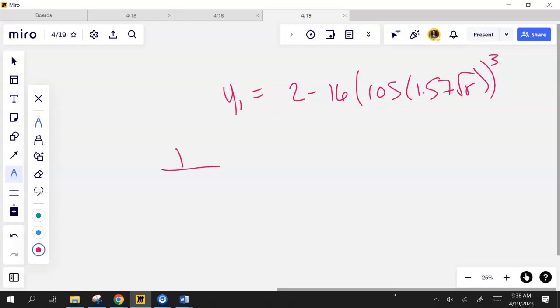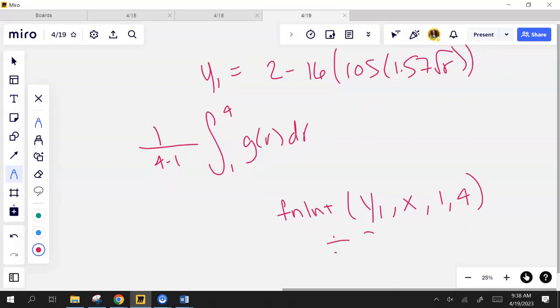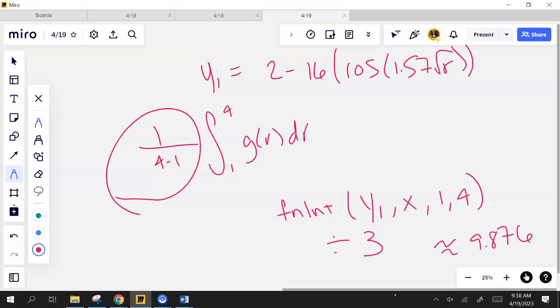And then my average value is, of course, 1 over b minus a, which is 4 minus 1, the integral from 1 to 4 of g of r dr. So what I did in my calculator was I called up y1, x, and then I went from 1 to 4, and all I did was divide that by 3 when I was done, because I've got to multiply by 1/3. So you should get approximately 9.876, but then the question says, when is g of k equal to that value?